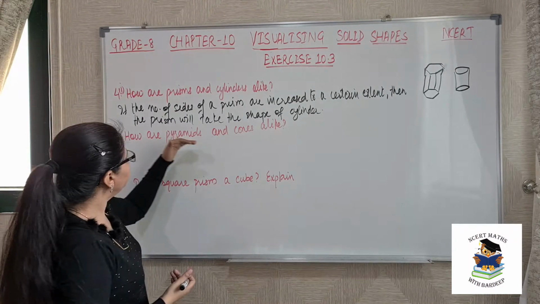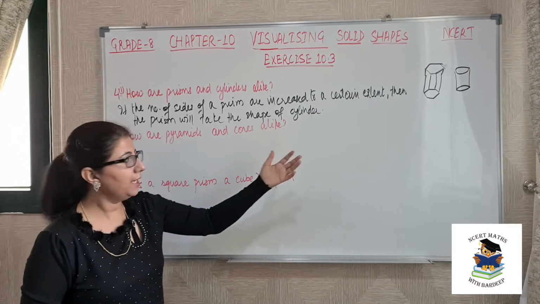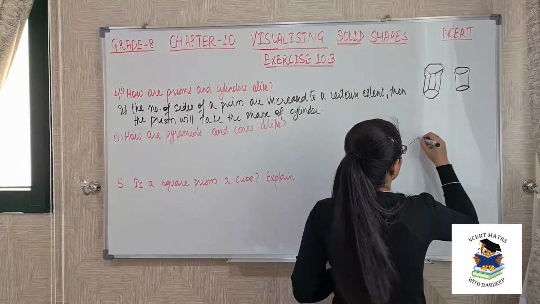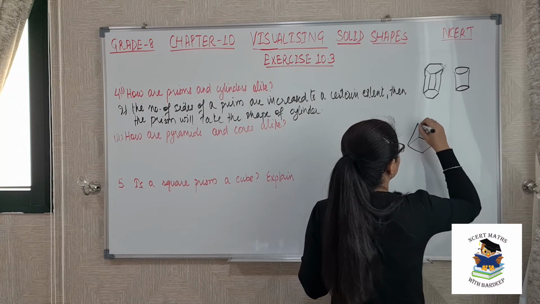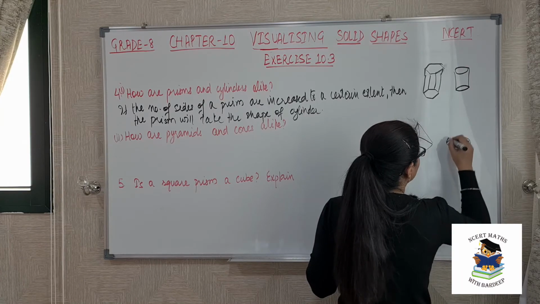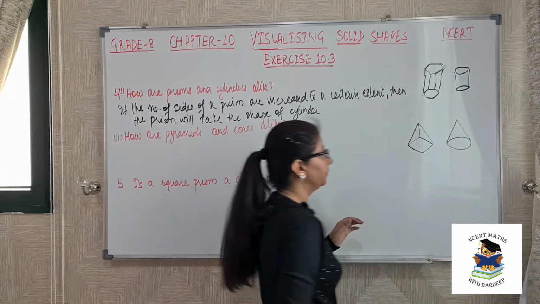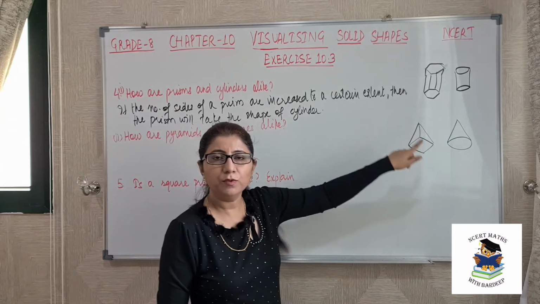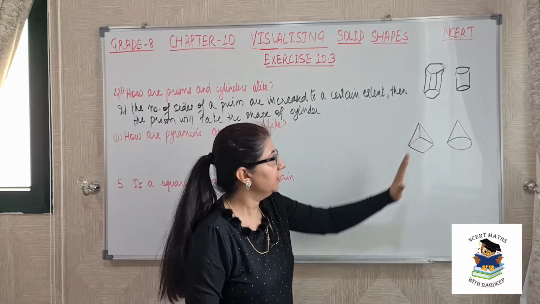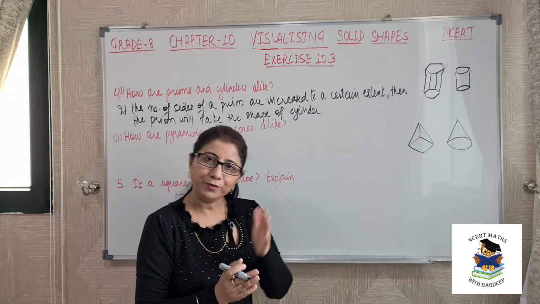The second part is how are pyramids and cones alike? Same thing. Pyramid, as we draw, suppose for this shape, if we draw a pyramid, something like this, and a cone is again a circle with this shape. So again, if the number of sides of the base is increased to a certain extent, then it can take the shape of a cone.